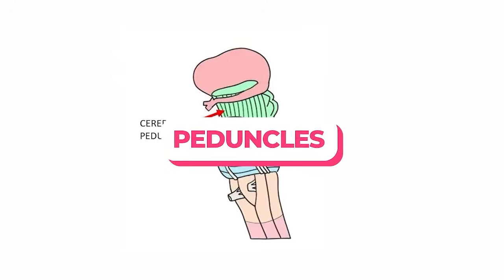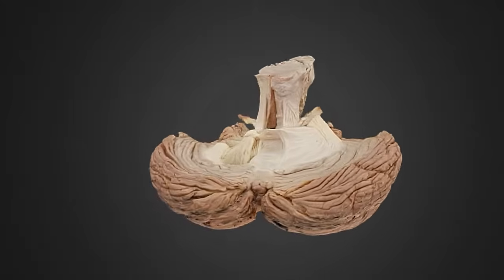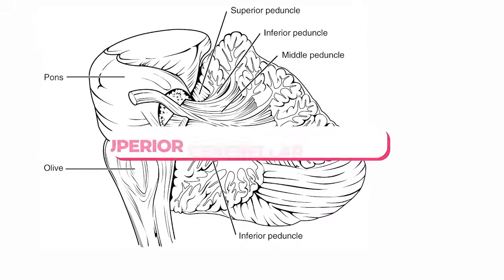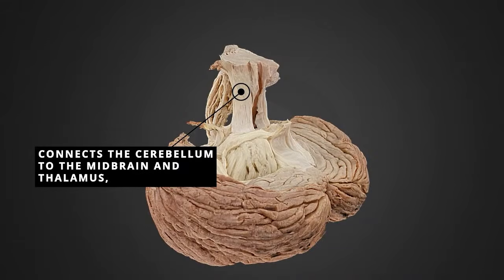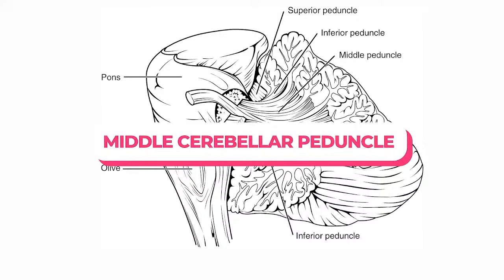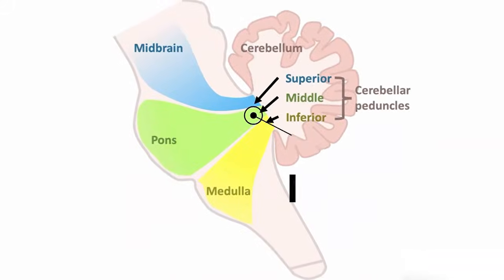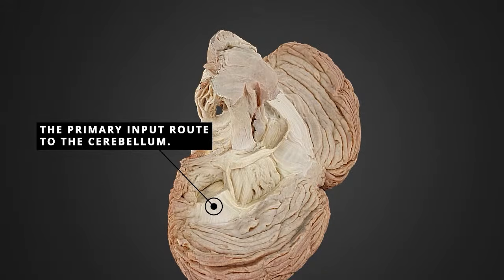Peduncles. The cerebellum communicates with other parts of the brain via three paired structures known as peduncles. Superior cerebellar peduncle. Connects the cerebellum to the midbrain and thalamus, primarily carrying output from the cerebellum to other brain regions. Middle cerebellar peduncle. Connects the cerebellum to the pons and is the primary input route to the cerebellum.